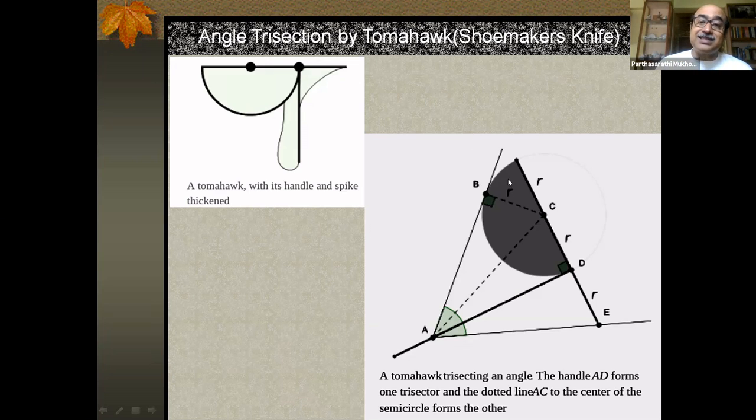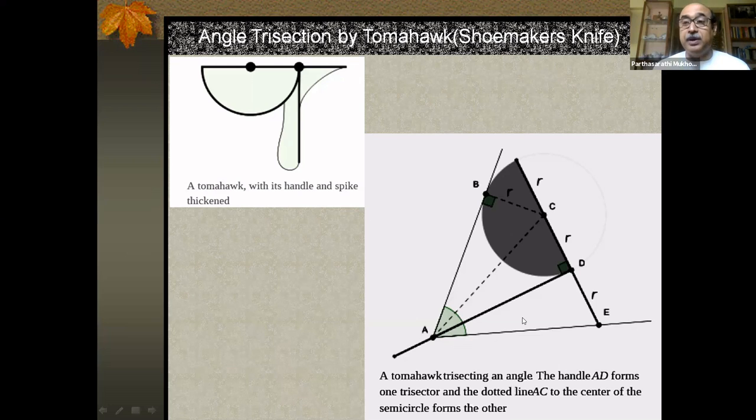The other side, you just slide and rotate in such a way that this other arm becomes tangential to this semicircle. That means it's a right angle here. And then you join this center, this midpoint here, R, R, and R. So that's the midpoint here, and you join it here. So this edge, this arm of the tomahawk, and this line joining, these are the three trisectors of this angle.